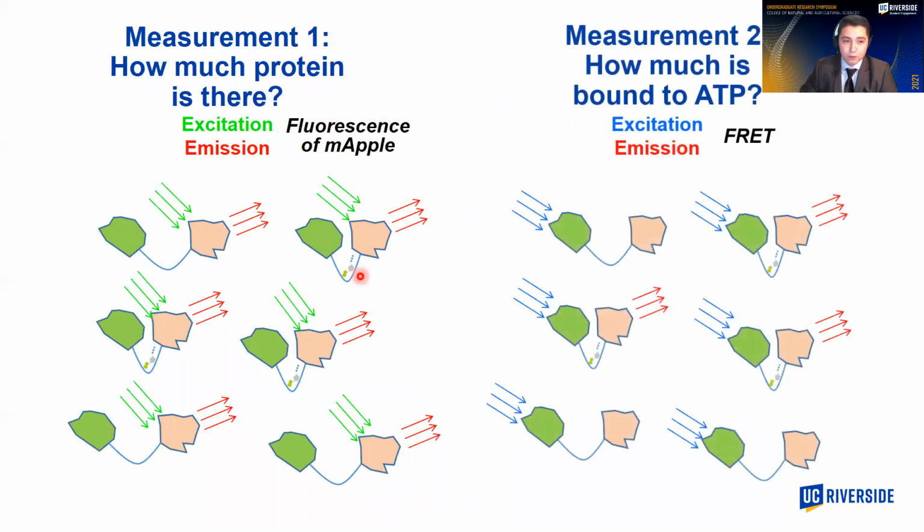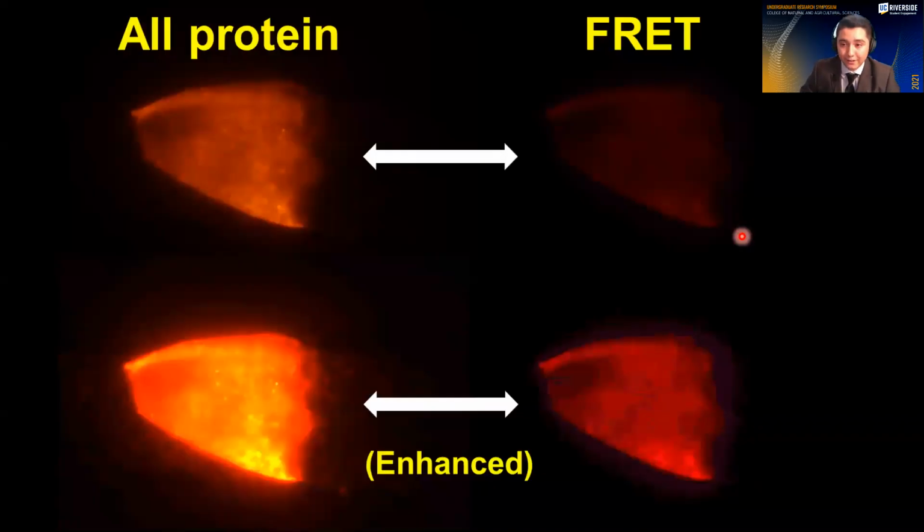In the second measurement, we want to know how much of that sensor is activated due to ATP. This time, the emission is dependent on ATP. As you can see, when we excite the clover fluorescent protein with blue light, only those that have ATP bound will produce that red signal. So here's what the images actually look like under the microscope. On the left, we have the protein image or the sensor image, and on the right, we have the FRET image. The bottom is just an enhanced version of those you see at the top.